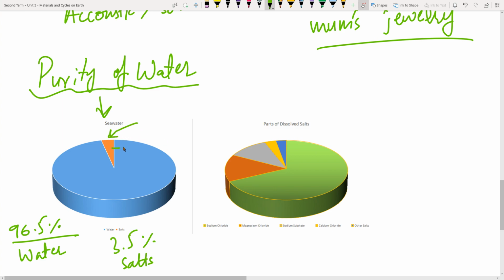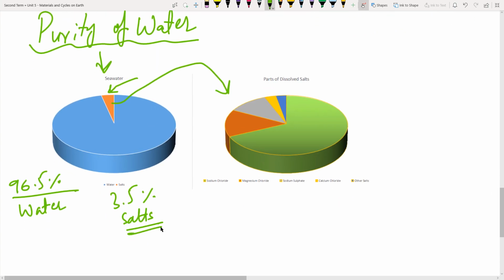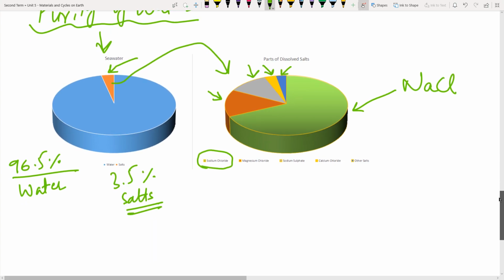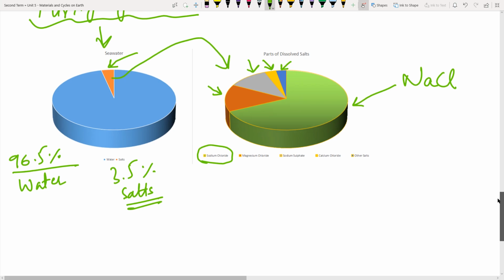Now, if I project this part into this hole, let's see how much of these salts are differentiated. Each one has a different category, out of which sodium chloride is the major quantity, right? That is the major quantity. Then we have sodium sulfate, calcium chloride and magnesium chloride, and finally other salts, other sulfates and these things. So NaCl is a major quantity in your seawater salt.